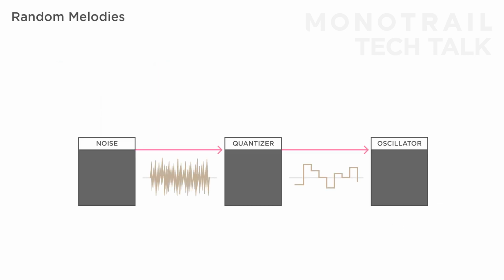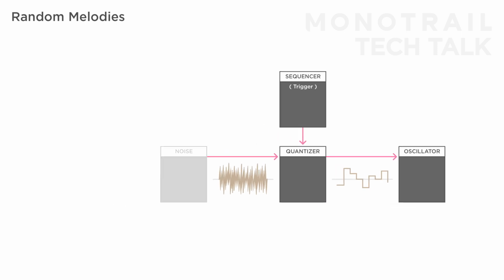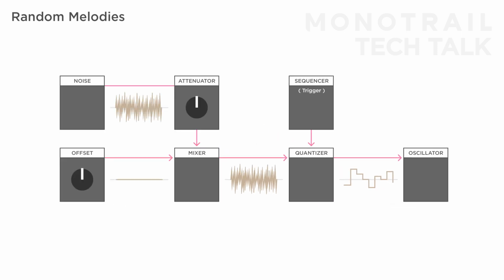Noise or a random voltage to a quantizer triggered by a clock is a classic configuration that will give you totally random notes. It can be nice for things like a bass line if you keep the range very limited. If you want more control over the random voltage, or your quantizer only responds to positive voltages, you can use an offset generator and mixer.